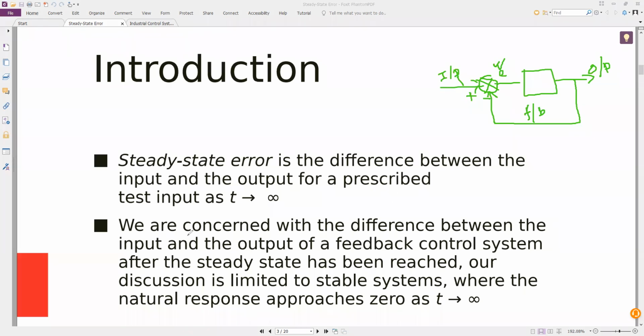And we are concerned with the difference between the input and output of a feedback control system after the steady state has been reached. Our discussion is limited to a stable system. We are concerned about the stable system, where the natural response approaches zero as t tends to infinity. That means the difference would become zero. Whenever the difference would be zero, then the system would be stable.